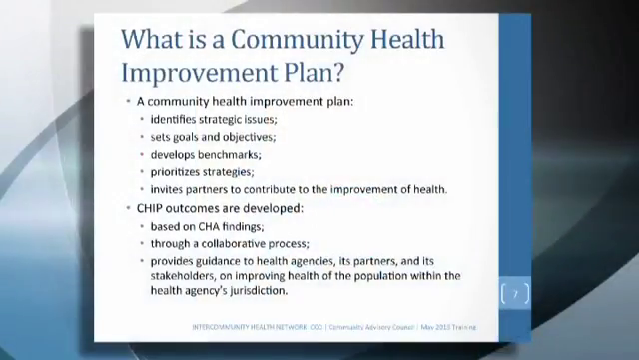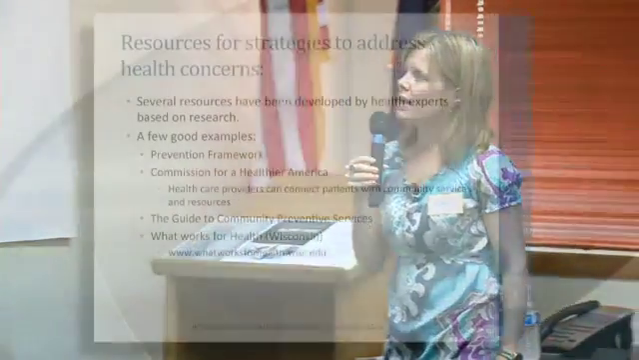And then these CHIP outcomes are developed based on the CHA findings again through a collaborative process, and I'm going to explain our collaborative process that we used in Benton County to provide guidance to health agencies, its partners, and its stakeholders on improving health of the population within our jurisdiction. Does that make sense to everyone, or are there any questions? I was trying to do a big overview to give you a sense of where we're going. Okay, so we'll move on forward.